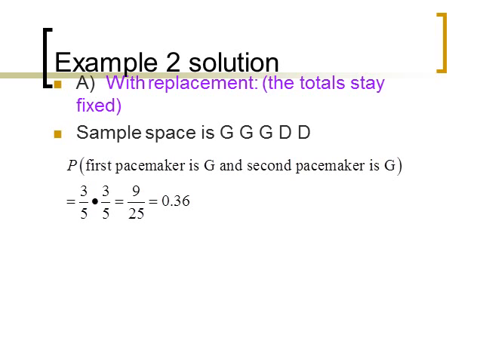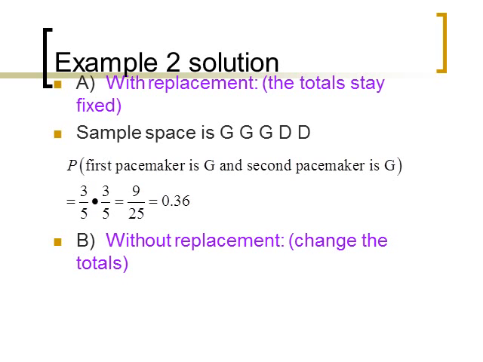So how many goods are there? There's 3. How many total pacemakers are there? There's 5. So we get 3 out of 5 for the first probability that it's good. We multiply by 3 out of 5 again because the totals have not changed, and we're still finding the probability that the second one is good. So 3 times 3 equals 9, 5 times 5 equals 25, 9 divided by 25 equals 0.36.